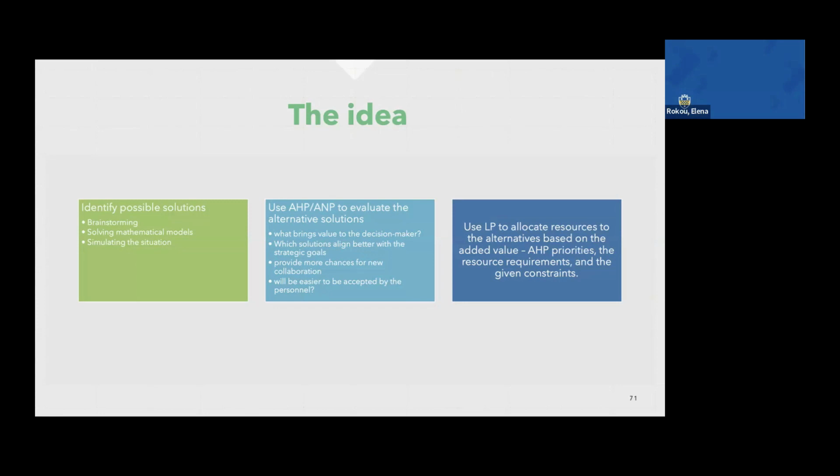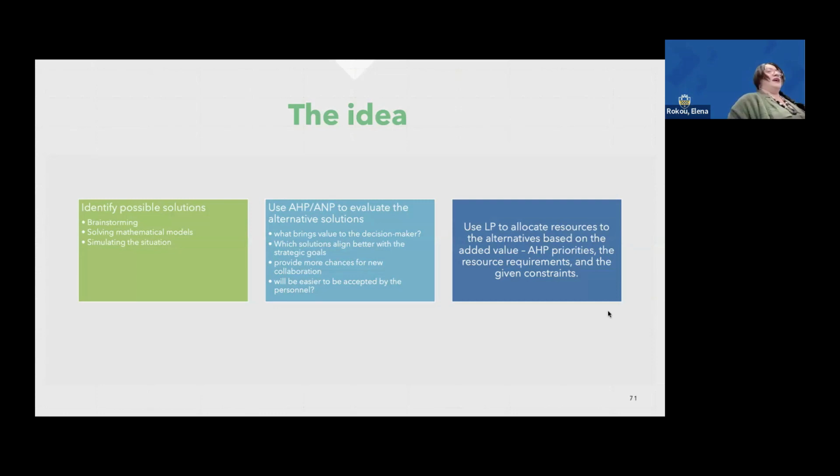What brings value to your decision? Which align better with the strategic goals that you have? Which ones provide more chances for new collaborations or better use of the existing strengths of the company? Which will be easier to be accepted by the personnel? All these things can add value to your decision.